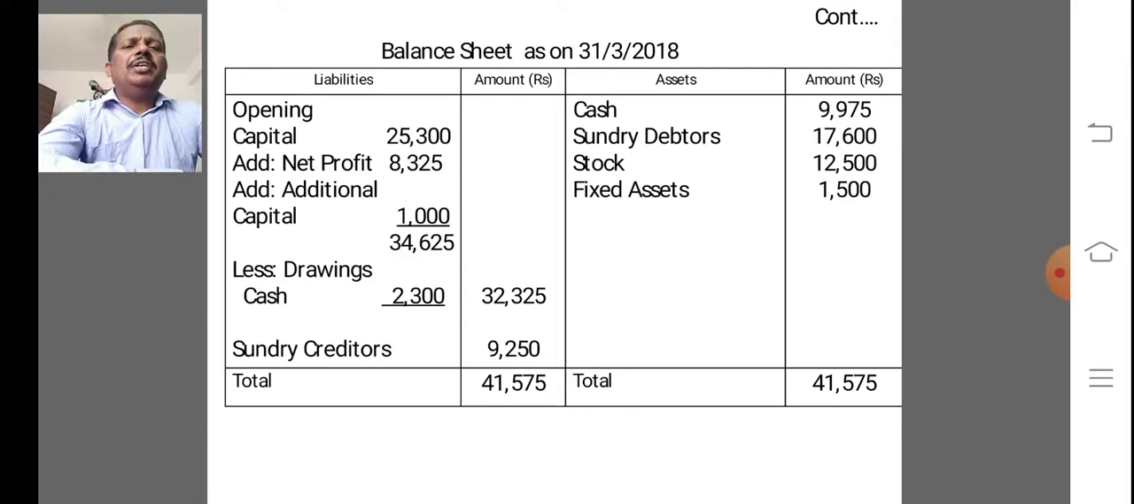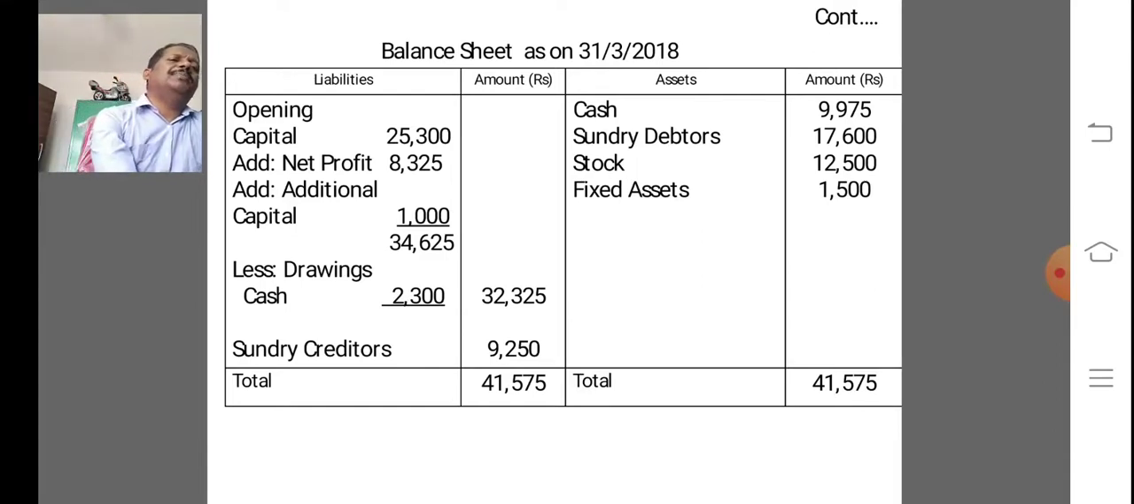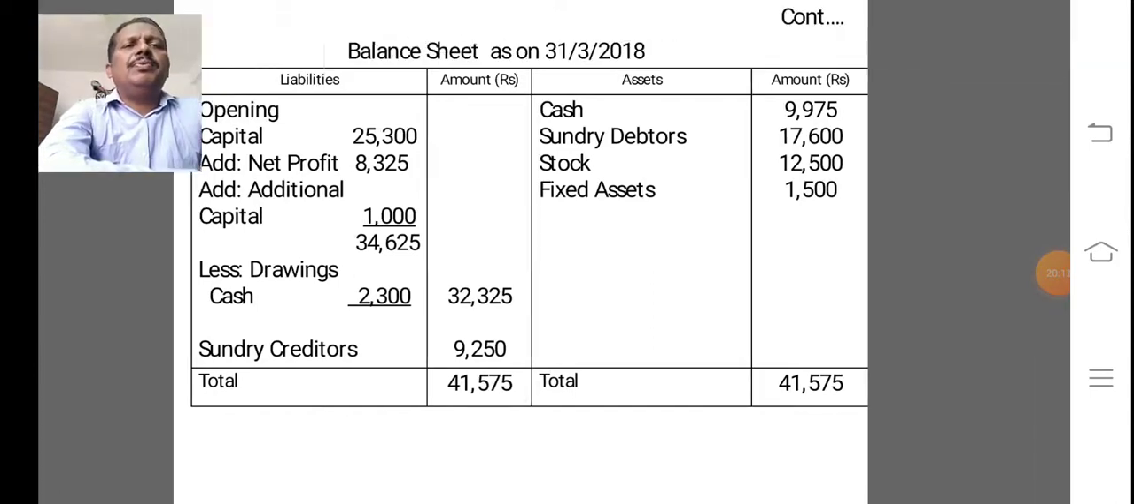And entering sundry creditors 9,250. The liability side total is 41,575. Come to the asset side, cash 9,975. Sundry debtors 17,600. Stock 12,500. Fixed assets 1,500. The total is 41,575.